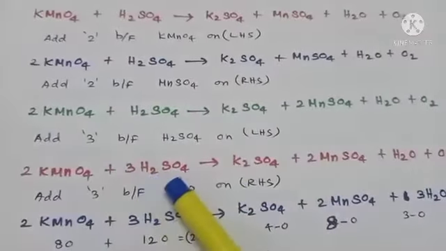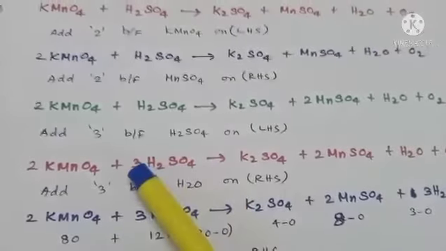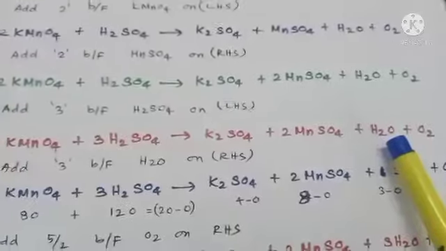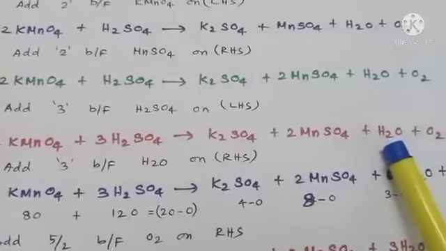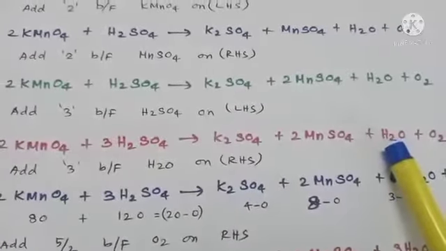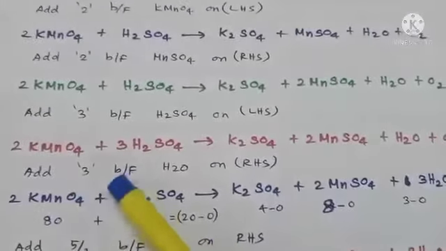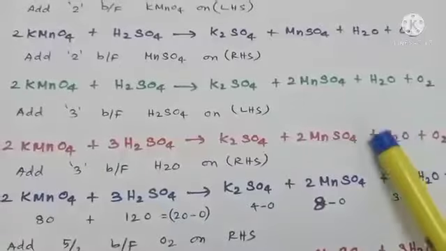Once you add 3 before H2SO4, the hydrogens become 3 into 2, 6 hydrogen atoms, whereas on the right hand side only 2 hydrogen atoms are there, isn't it? Now you have to make this 6 hydrogen atoms, so I am going to add 3 before H2O on the right hand side for balancing hydrogen.